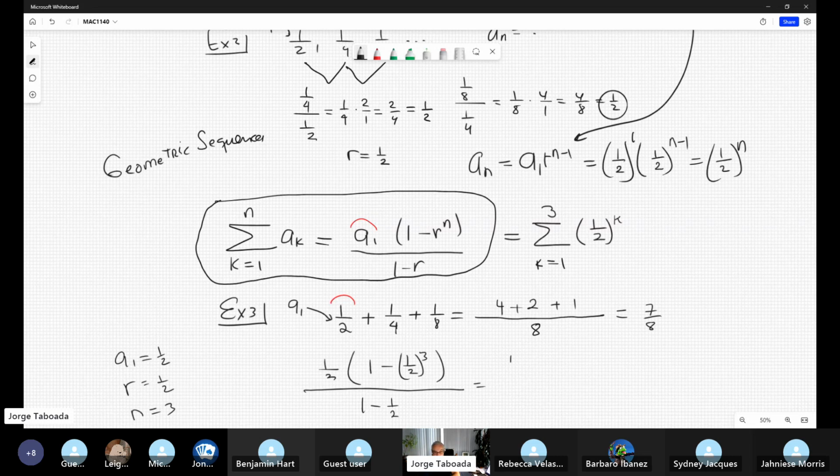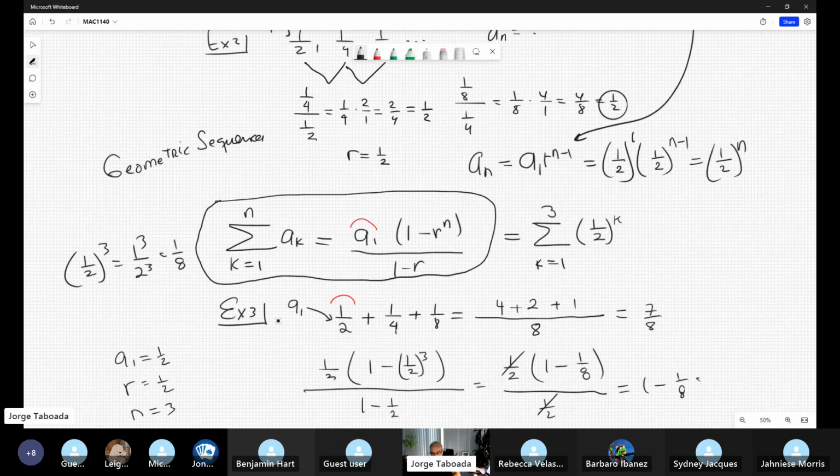Okay, let me try to do my best. 1/2 stays. Parenthesis, 1 cubed over 2 cubed is 1/8, because 1 cubed is 1 and 2 cubed is 8. So 1 minus 1/8, divided by 1 minus 1/2, which is 1/2 again. Wow, and this is canceled. And we have 1 minus 1/8. The least common denominator again is 8, so we have 8 minus 1, for sure is 7, so 7/8. So this formula allows us to compute the summation of the first n elements in a geometric sequence.